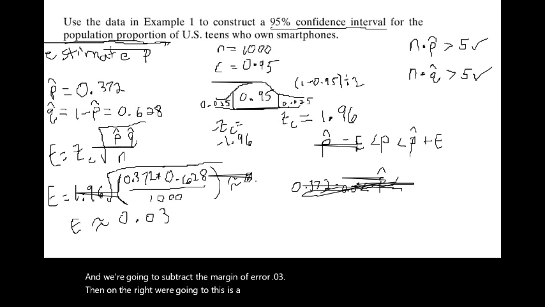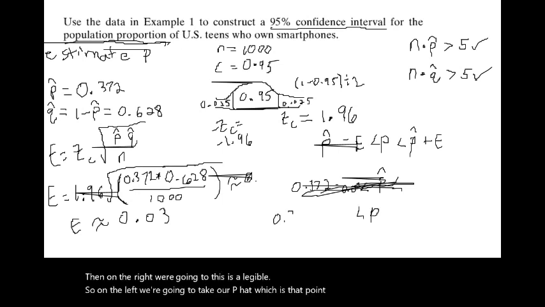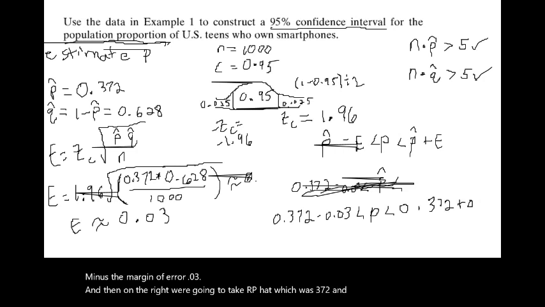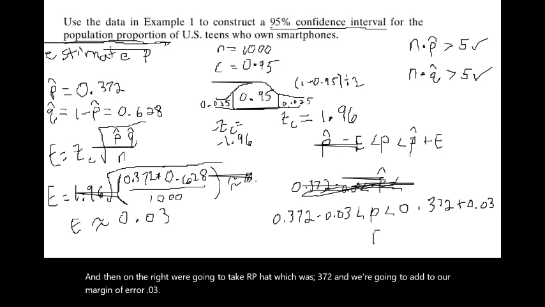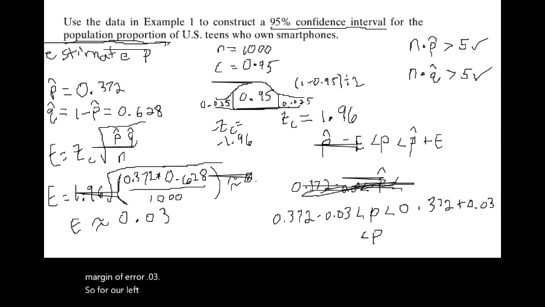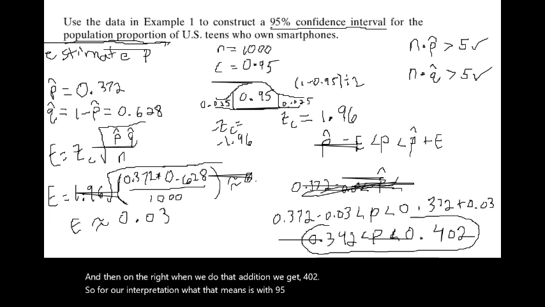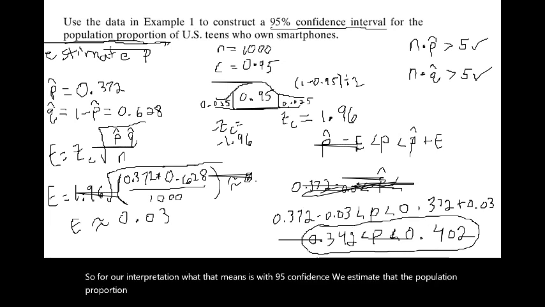So on the left, we take our p-hat, 0.372, minus the margin of error, 0.03. And then on the right, we take our p-hat, 0.372, and add to it our margin of error, 0.03. For our left endpoint, when we do that subtraction, we get 0.342. And on the right, when we do that addition, we get 0.402. So for our interpretation, with 95% confidence, we estimate that the population proportion of all U.S. teens who own smartphones is between 34.2% and 40.2%.